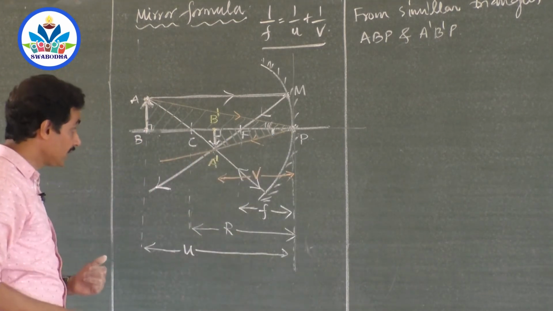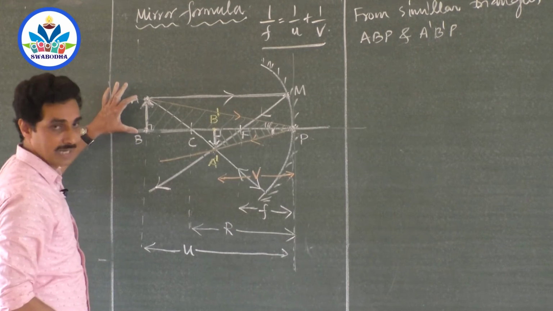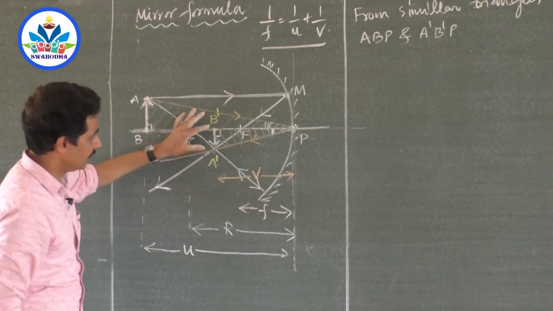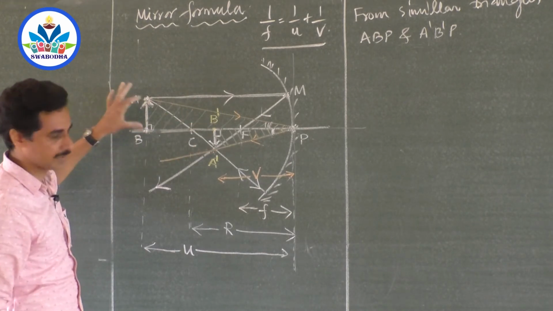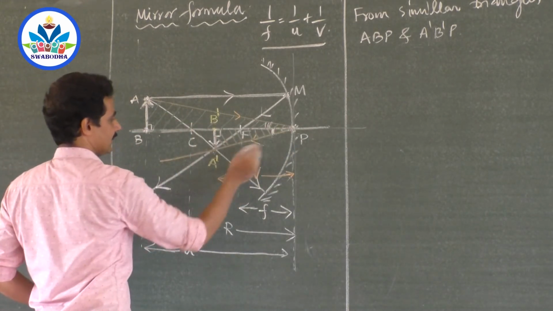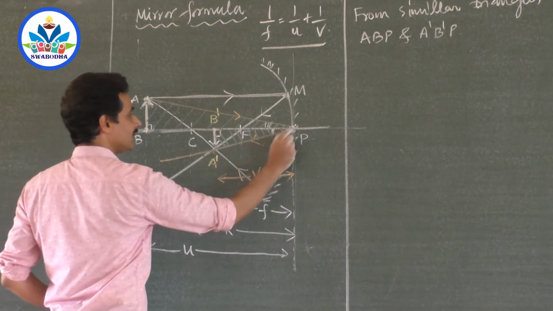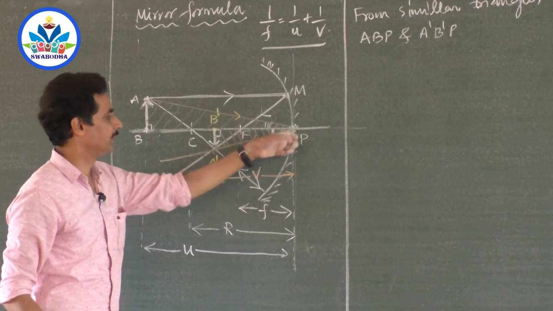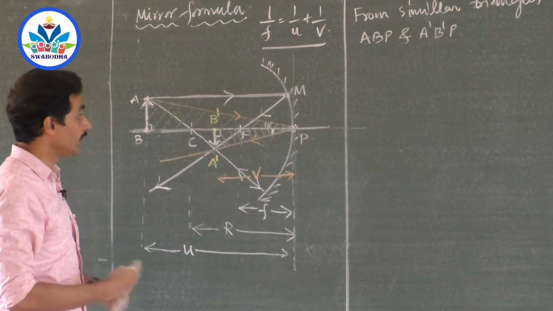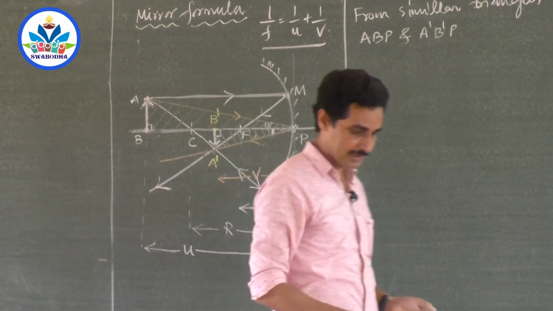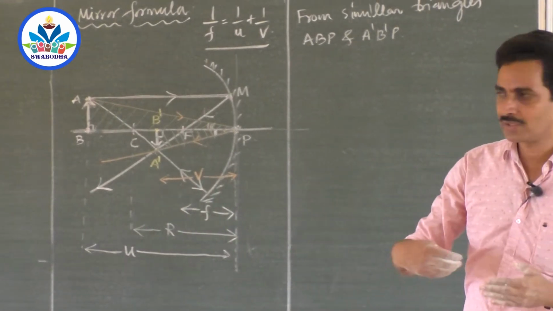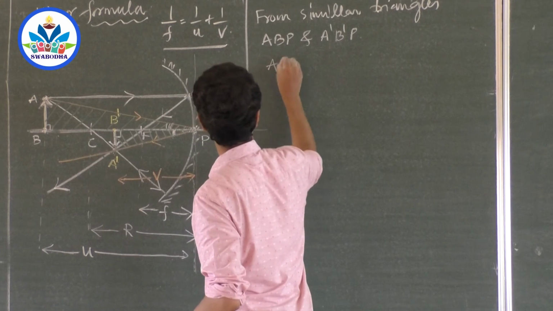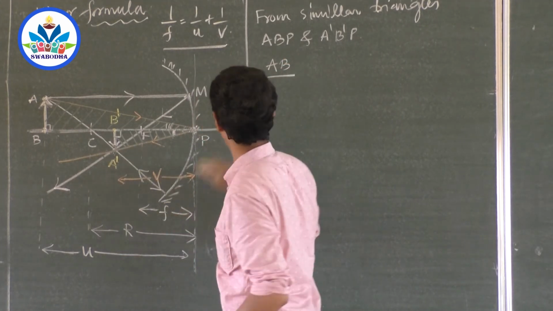But we are in need of, this is object height, this is image height. You can clearly note it. Whereas this is object distance, this is image distance. But what are these things? They are nothing. So don't worry about A dash P and AP. They are not needed for us. So we will write the ratios. In similar triangles, always the ratio of corresponding sides are equal. So how larger is this, AB, compared to this A dash B dash?